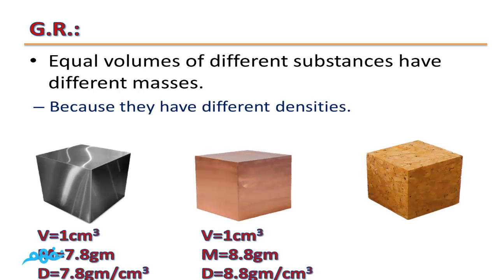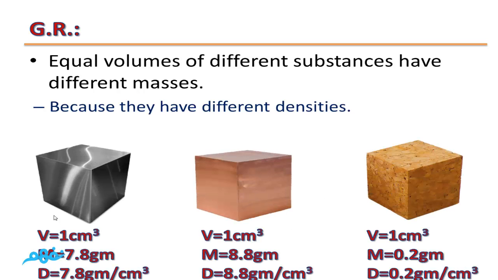So if we have equal volumes like we have here, we have three different substances. The first cube is made of iron, the second one is made of copper, the third one is made of cork. As you can see, they have the same volume, 1 cubic centimeter, but they have different masses. This is because they have different densities, because they are different substances. As you can see, if we start the statement with the words equal volumes, we will end it with different masses if we are talking about different substances.